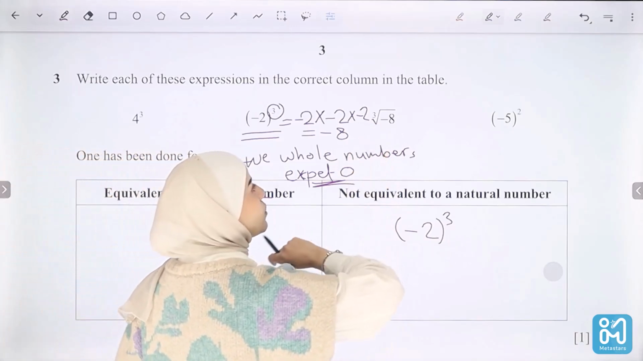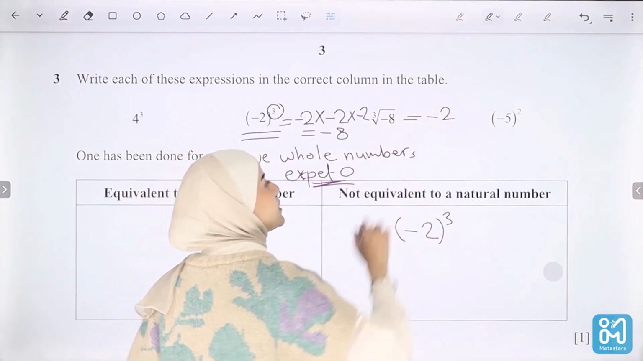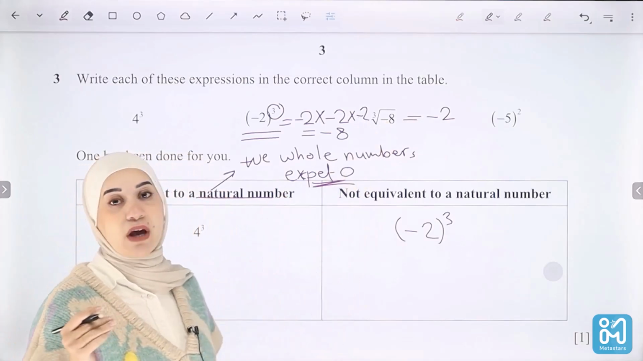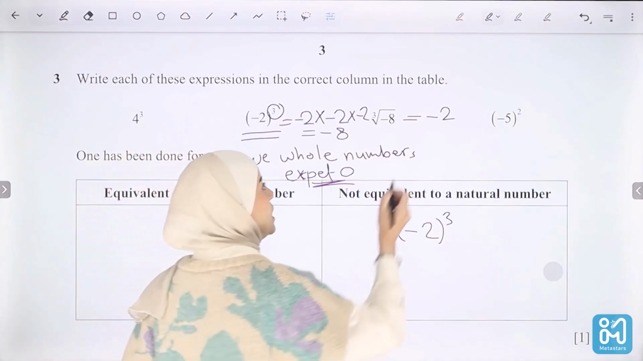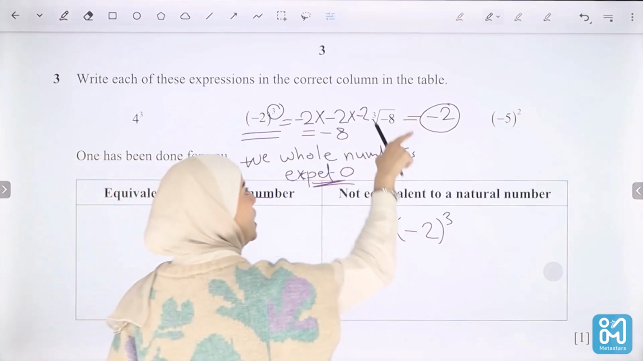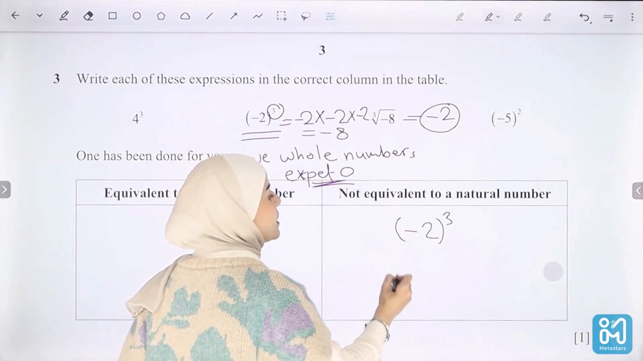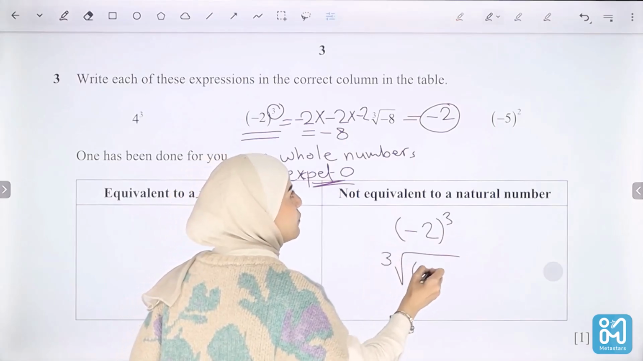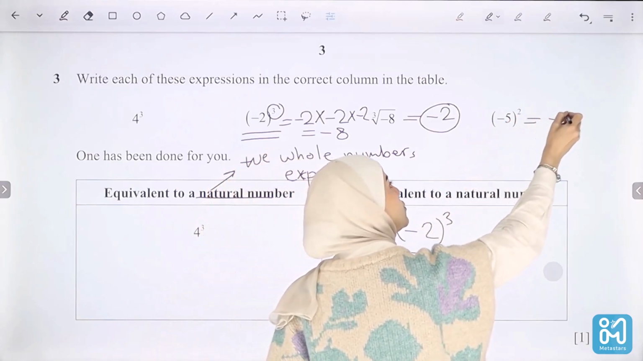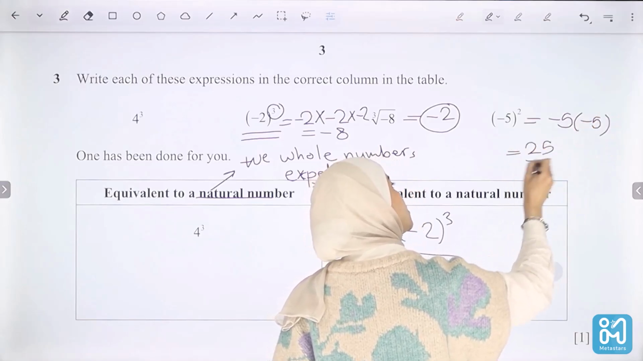Now, take a look at this one. The cube root of negative 8, the opposite of this one, equals negative 2. Ask yourself, what is the number that if you multiply it 3 times, you're going to get negative 8? It's negative 2. So the answer is negative 2, not positive. So definitely it's not equivalent to a natural number, so I'm gonna write the cube root of negative 8 here. Now, negative 5 to the second power means that I need to multiply negative 5 by itself. So the answer will be positive, which is 25.